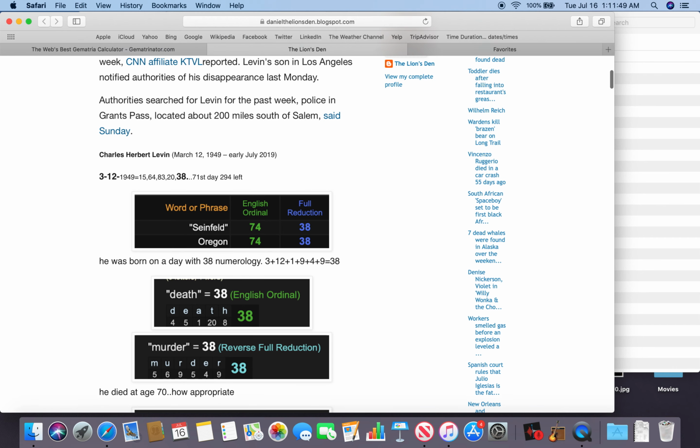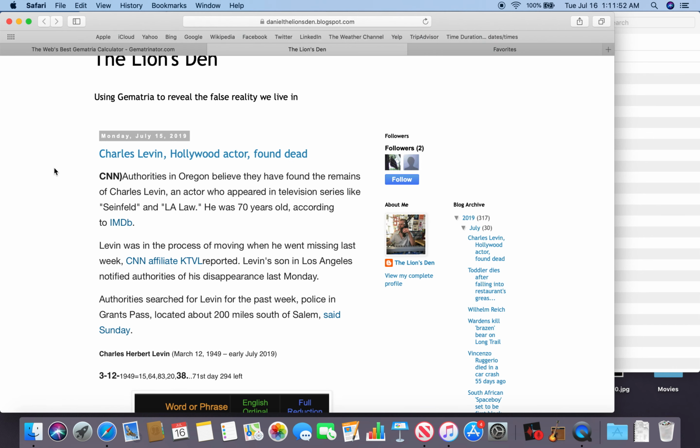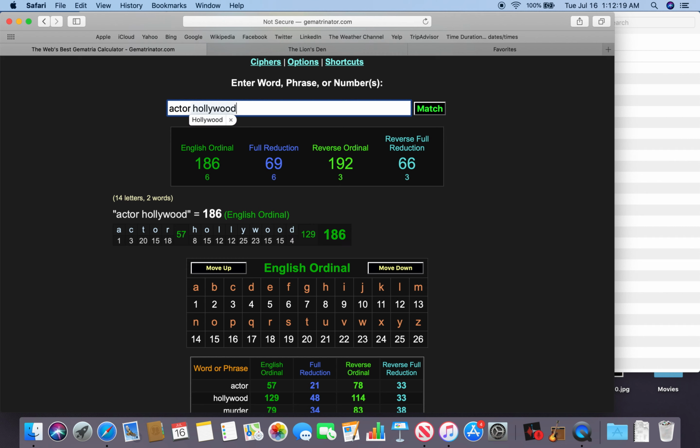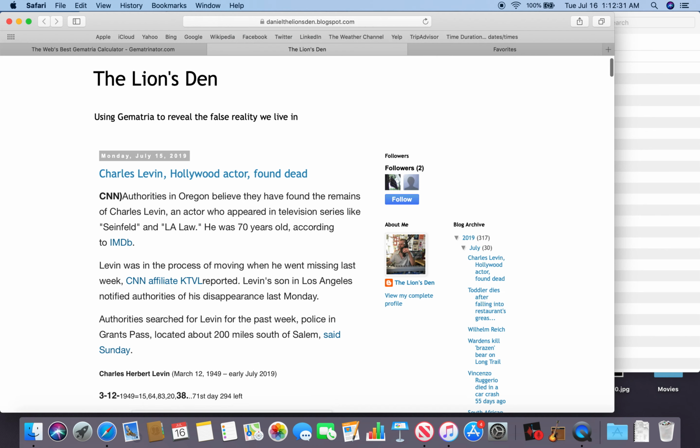And some more. So that was a quick one. Well, hopefully a quick one. Hollywood actor found dead. I mentioned Hollywood actor. I always try to sneak in 33. Hollywood, 33. He's an actor, 33 as well. If you want to combine the two, Hollywood actor, 66, which is 33 plus 33. So yeah, this was going to be a quick one.